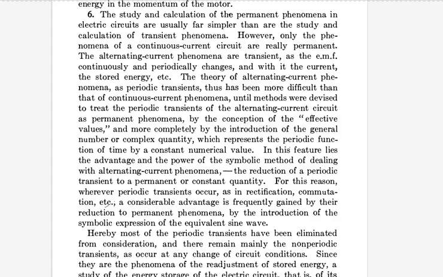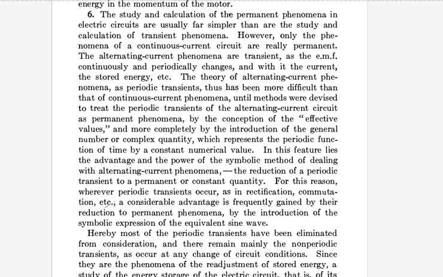6. The study and calculation of the permanent phenomena in electric circuits are usually far simpler than are the study and calculation of transient phenomena. However, only the phenomena of a continuous current circuit are really permanent. The alternating current phenomena are transient, as the EMF continuously and periodically changes, and with it the current, the stored energy. The theory of alternating current phenomena, as periodic transients, thus has been more difficult than that of continuous current phenomena, until methods were devised to treat the periodic transients of the alternating current circuits as permanent phenomena, by the conception of their effective values, and more completely by the introduction of the general number or complex quantity, which represents the periodic function of time by a constant numerical value.